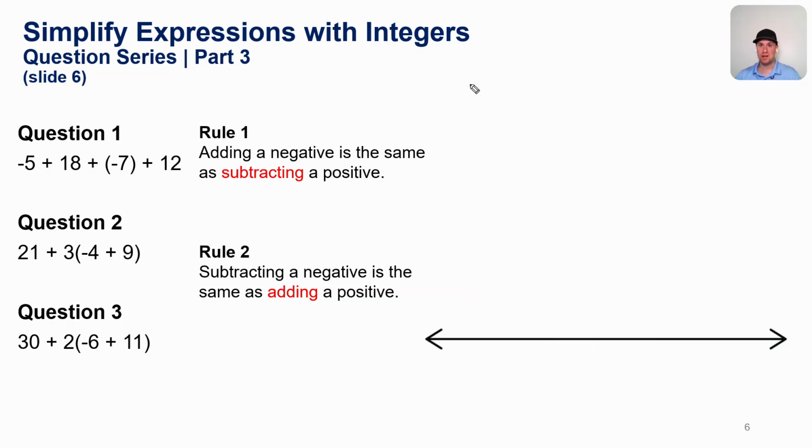Let's look at question 3. Something similar to the previous one. So we have 30 plus 2 times (-6 plus 11) here.